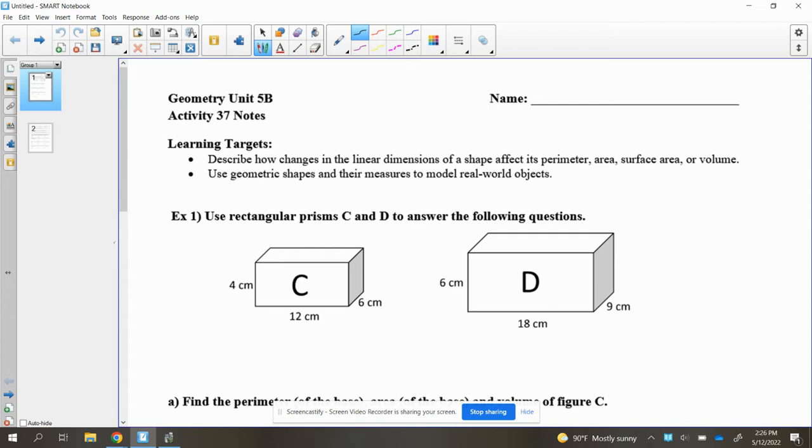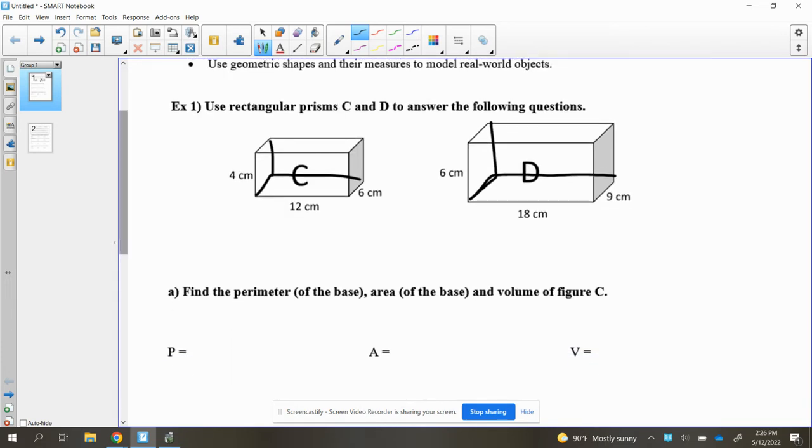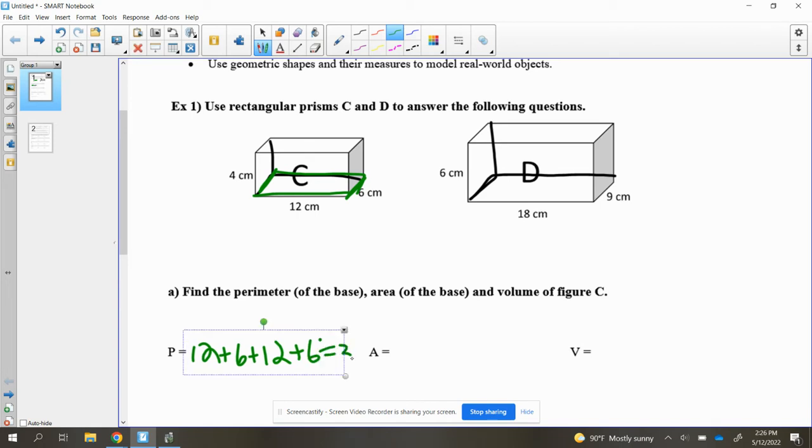So when we are starting off looking at this particular problem, we are going to start with looking at our two rectangular prisms, C and D. They're first asking us to find the perimeter of the base, the area of the base, and the volume for our smaller prism, C. If we look at our base shape, again, it's a rectangle, and the perimeter is going to be found by adding up 12 plus 6 plus 12 plus 6 for a total of 36. The area of the base, since it's a rectangle, is base times height, so a total of 72.